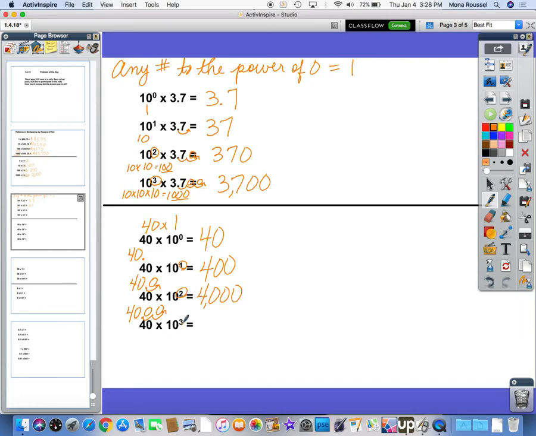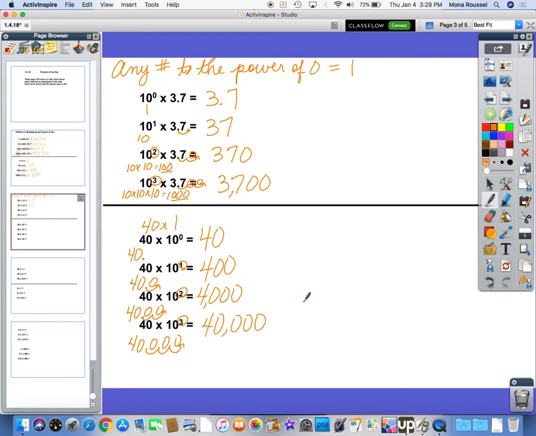In the last section, we're multiplying times 10 to the power of 3, which tells us we have to move the decimal to the right 3 times. We have 3 empty places, so we add 3 zeros into those empty places to give us the product of 40,000.